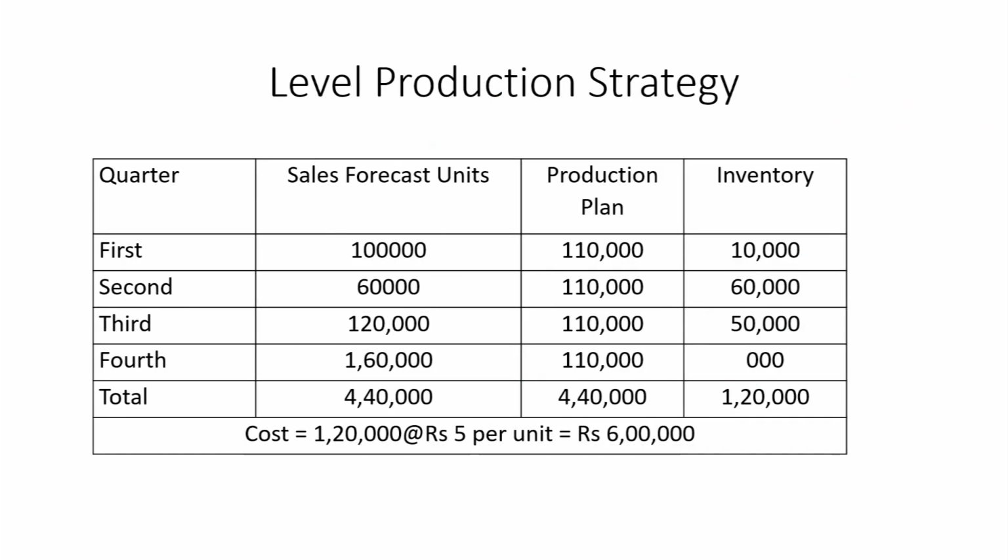Now, coming to the level production strategy, in this case we produce at a constant production rate. As we have seen, the total production requirement is 440K, 4,40,000, and we are having 4 quarters. So, in each quarter the requirement is 1,10,000 units.